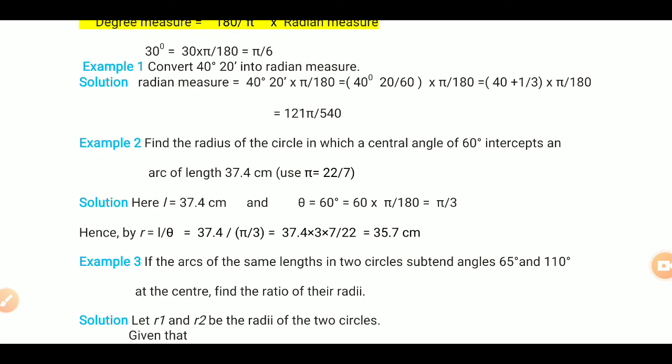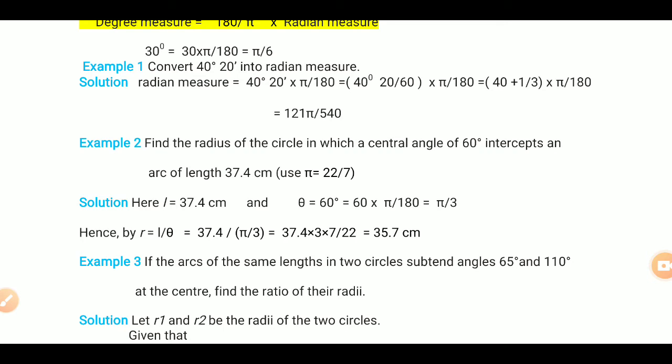Here is another example. Find the radius of a circle in which a central angle of 60 degree intercepts an arc length of 37.4 centimeter. Use pi is equal to 22 by 7. Here we are given L, arc length, that is 37.4 centimeter, and theta, angle, that is 60 degree. Convert it in the form of radian. So 60 into pi by 180, that is equal to pi by 3.